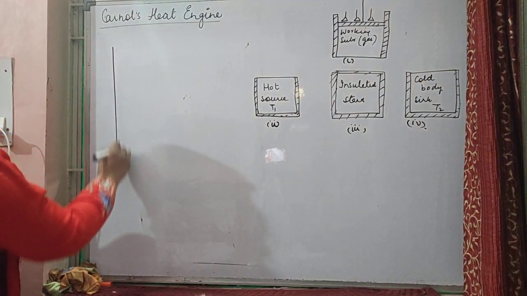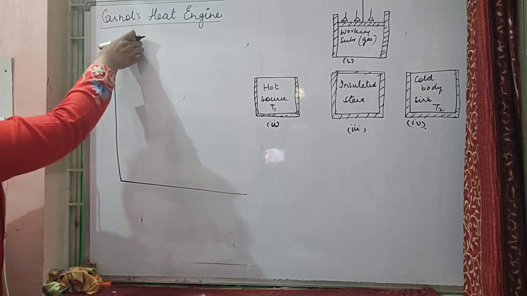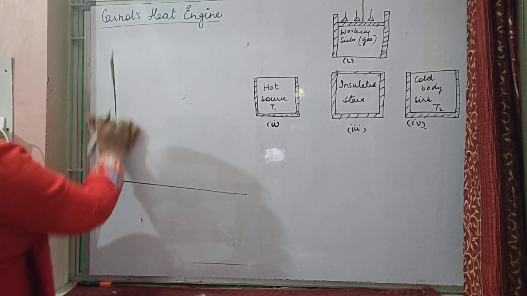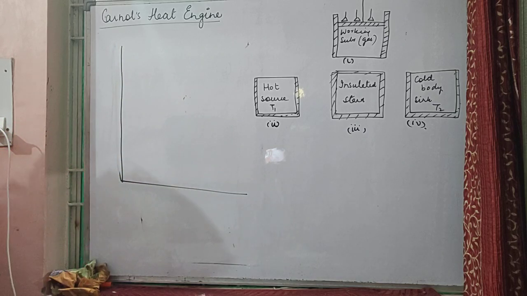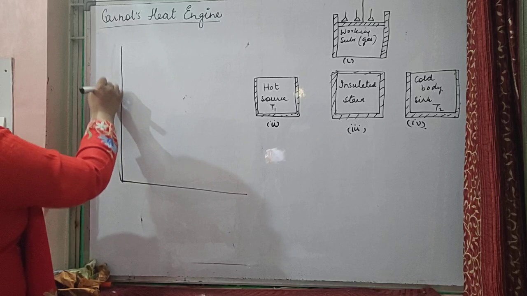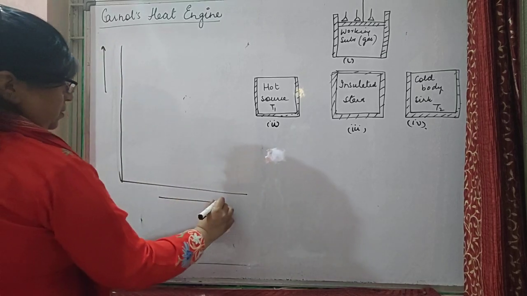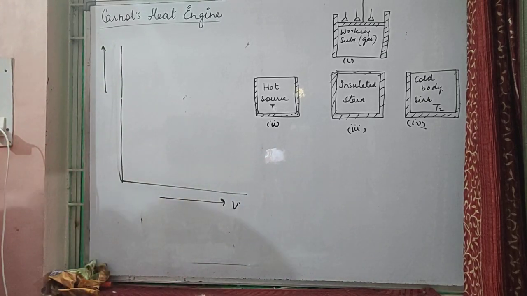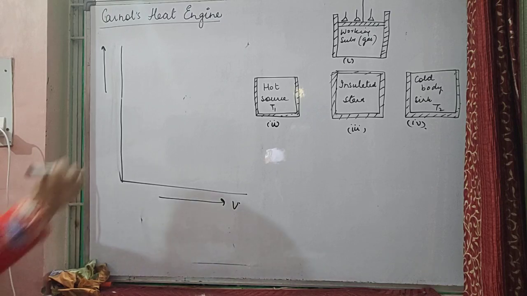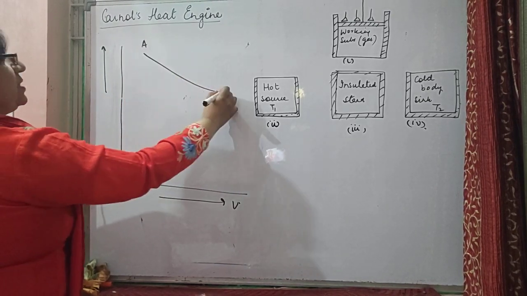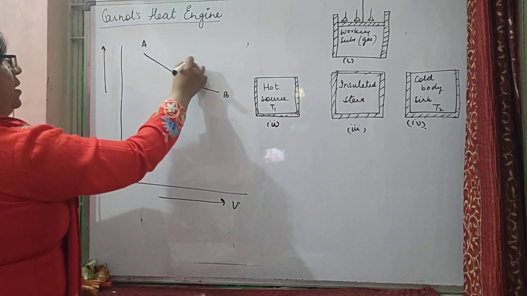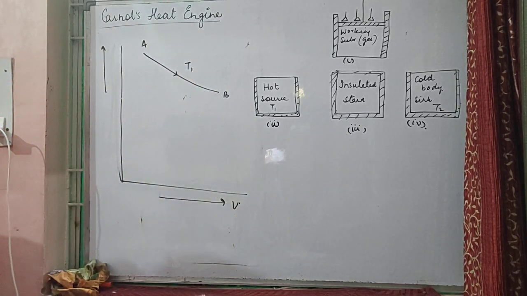So if we are drawing a curve between these are the axes. We'll be drawing a curve between P and V. Okay, so when we draw a curve between P and V, then at constant temperature, the gas is being expanded, okay, at T1. This will be an isothermal process.